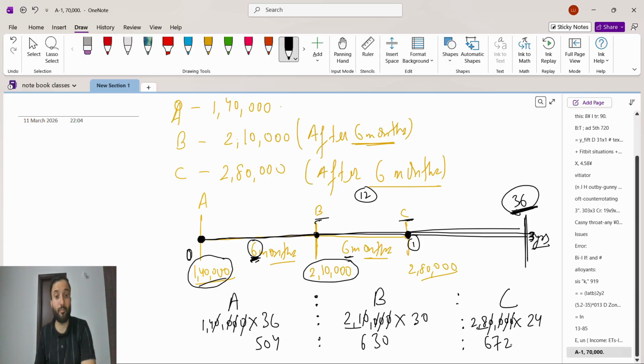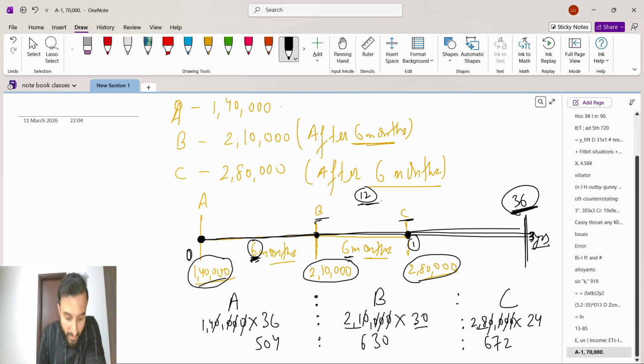Guys, see, this question is important. You have to sit and analyze. The company is working for 36 months. A joined at the start, so he invested 1,40,000 and continued till 36 months. B invested 2,10,000, but B joined 6 months later, so 36 minus 6, B only works for 30 months. C invested 2,80,000, but C joined after 1 year, after 12 months, so 36 minus 12, 24 months it will go.